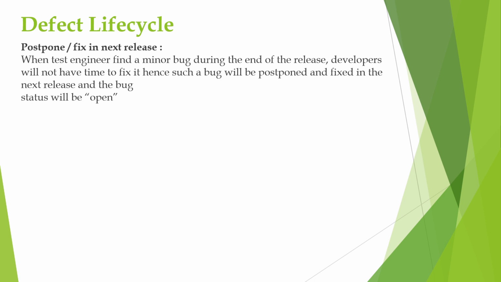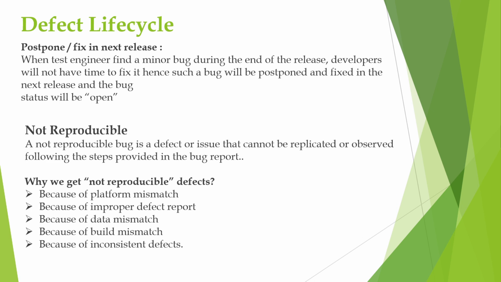Next we'll see when the developer will say that the bug is not reproducible. Let us consider an example here. The test engineer is testing the sales module, and he is testing the application in the Mozilla Firefox browser. When he clicks on the sales link, it goes to a blank page, and he finds this bug, prepares a defect report and sends it to the development team.